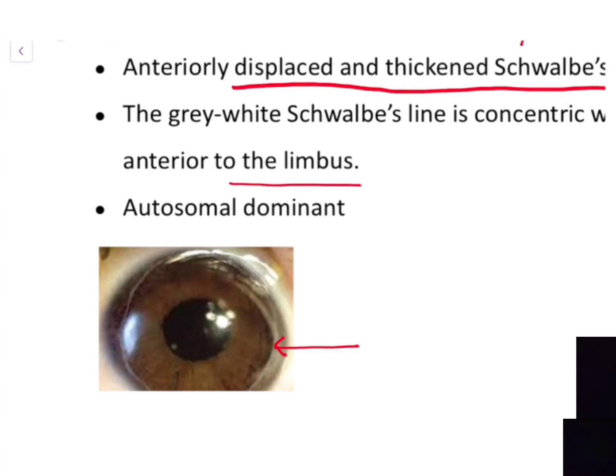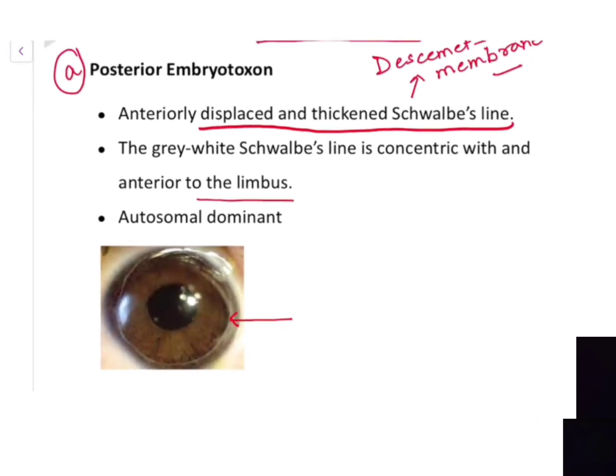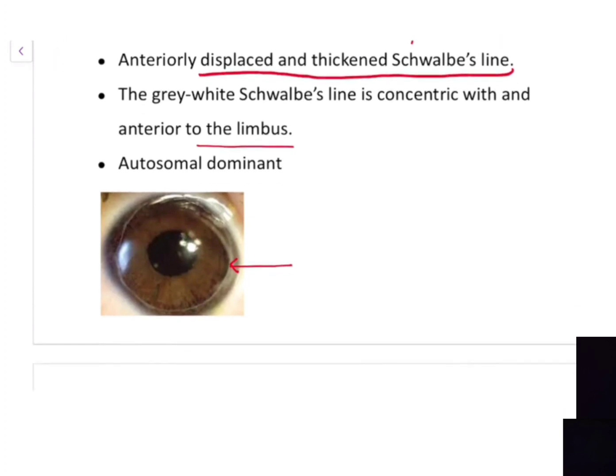And it is inherited as an autosomal dominant disorder, and many of these patients are at a risk of glaucoma, because if it involves the Schwalbe's line, there is a good chance it can also involve the angle. So this can come as an image. You see this kind of a whitish, greyish white line, concentric and anterior to the limbus. This is a posterior embryotoxon, inherited as an autosomal dominant trait, and often the patient has a risk of glaucoma. One of the anterior segment dysgenesis disorders.